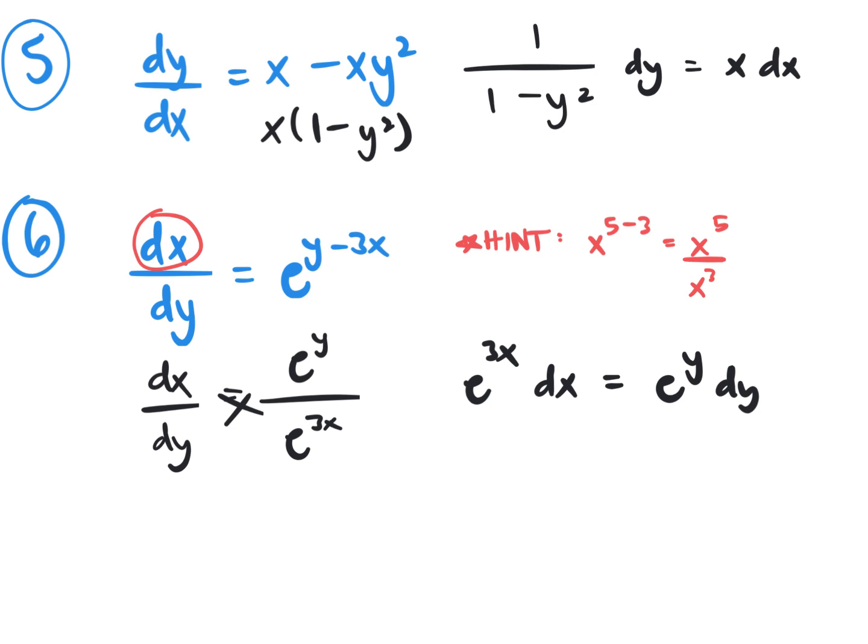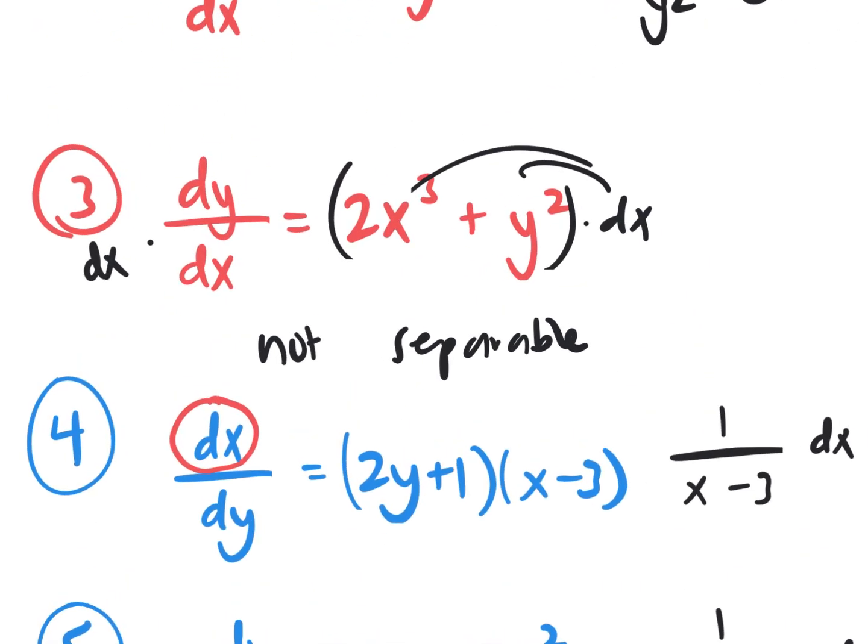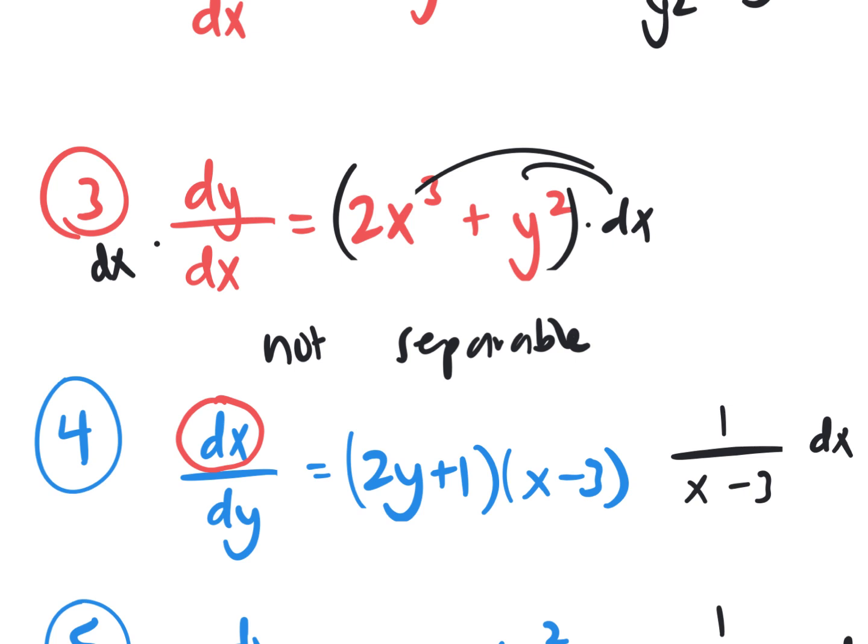Okay, does that make sense how we're splitting these into x's and y's and when it can and cannot happen? So again, if you find things like number 3 up here where you're trying to add 2 things together and you can't move one over to the other side by multiplication or division, then that would be a not separable problem, okay?